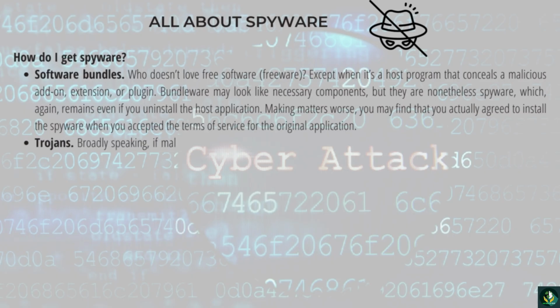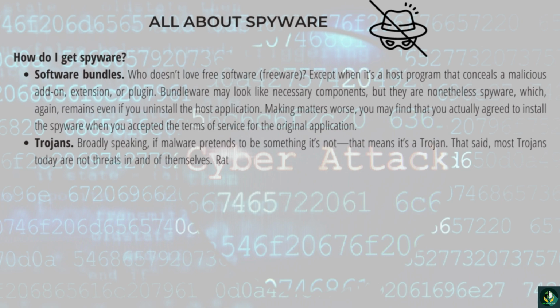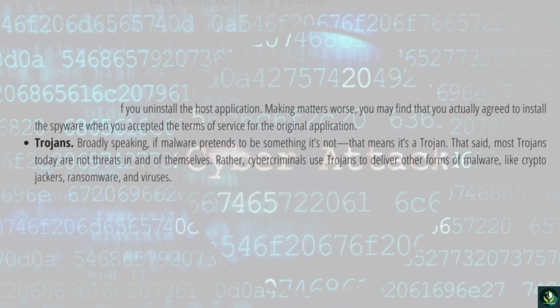Trojans. Broadly speaking, if malware pretends to be something it's not, that means it's a Trojan. That said, most Trojans today are not threats in and of themselves. Rather, cybercriminals use Trojans to deliver other forms of malware, like cryptojackers, ransomware, and viruses.